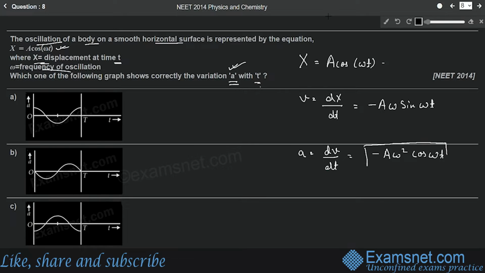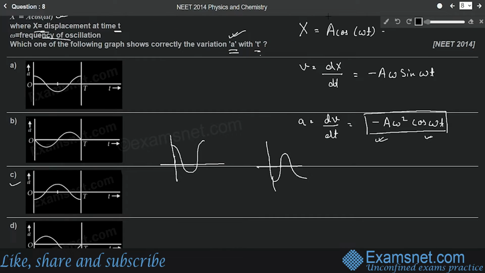So we have to find the graph for this. Now we know that the graph for cos theta looks like this. But here we have minus cos omega t, so the graph will start from the negative side. That means from here, it will go like this. So according to this, the correct graph will be the third one, option number C. This is the correct answer.